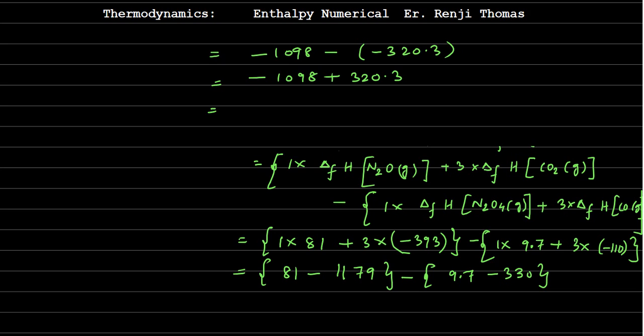If I simply add it up, 1098, I'm getting here minus 777.7. So the answer will be coming out to be minus 777.7 kilojoule per mole, or you can simply write kilojoule per mole. So this is the required answer, and this is your enthalpy change of the reaction.